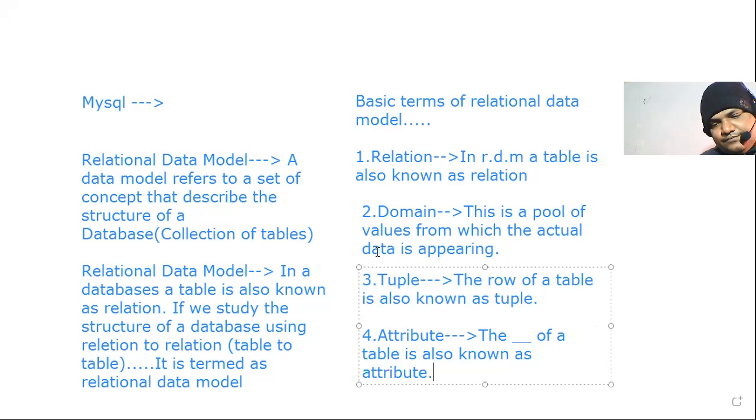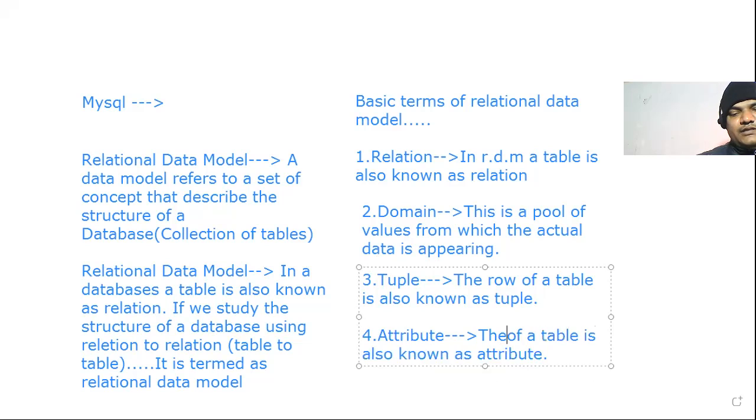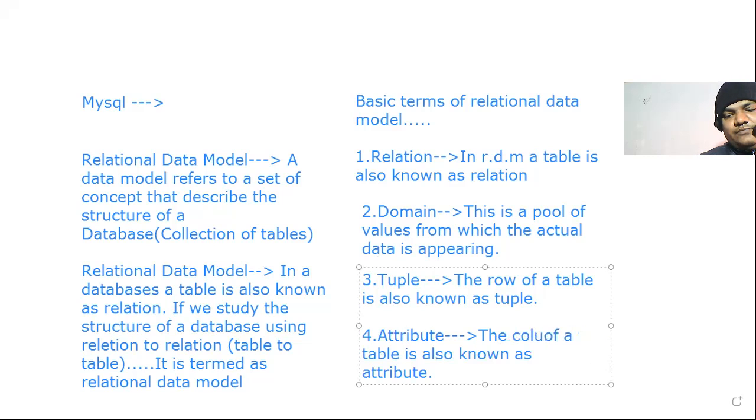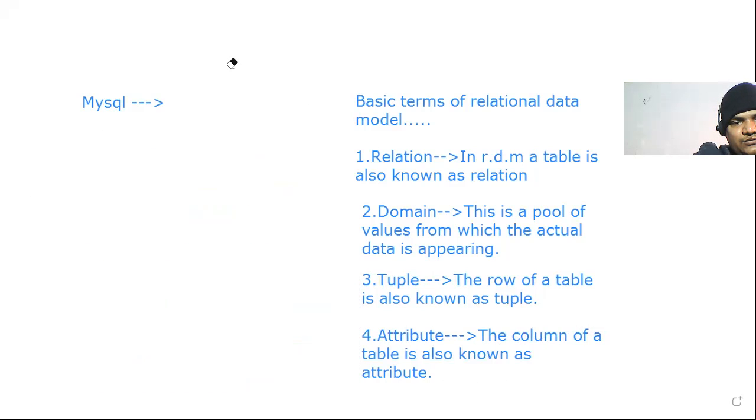Anybody? Column. Very good. So the column of a table is also known as the attribute. I hope these four terms are clear.